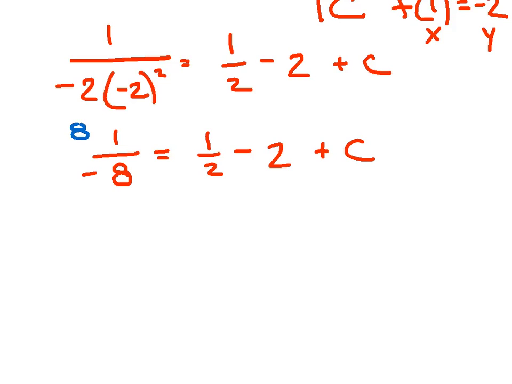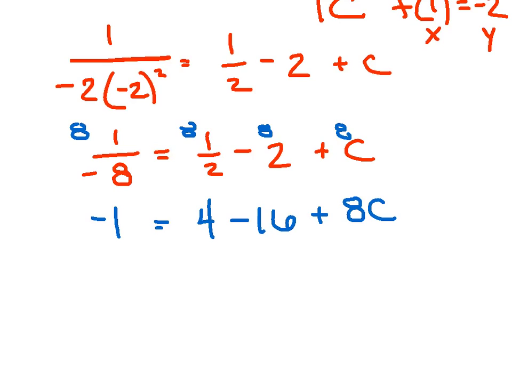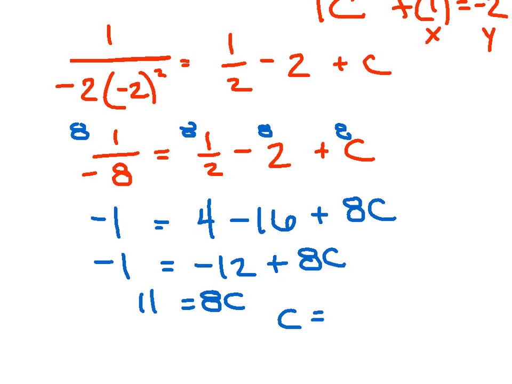So I'm just going to multiply every term, and again, just make sure you do it to every term, by 8. So I'm left with negative 1 equals 4 minus 16 plus 8c. Remember, you balance an equation by doing it to every term. 11 equals 8c, so I get c equals 11/8.